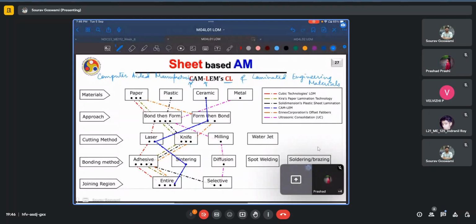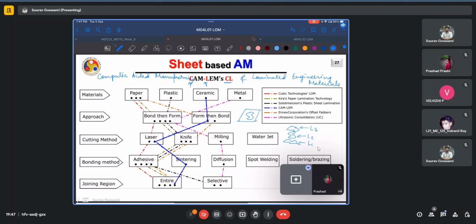It uses a form and then bond approach. So I extract the useful region of the contours from each layer. I set them aside, then later align them together on top of each other, and then bond them together. So maybe I extracted this from the first, from the second, and from the third layer. I'll keep them aside, and through proper alignment, at a later time, I will assemble them together.